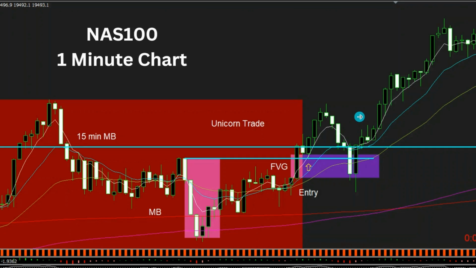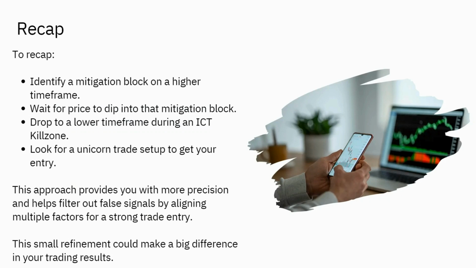To recap, identify a mitigation block on a higher time frame. Wait for price to dip into that mitigation block. Drop to a lower time frame during an ICT Killzone. Look for a unicorn trade setup to get your entry. This approach provides you with more precision and helps filter out false signals by aligning multiple factors for a strong trade entry. This small refinement can make a big difference in your trading results.